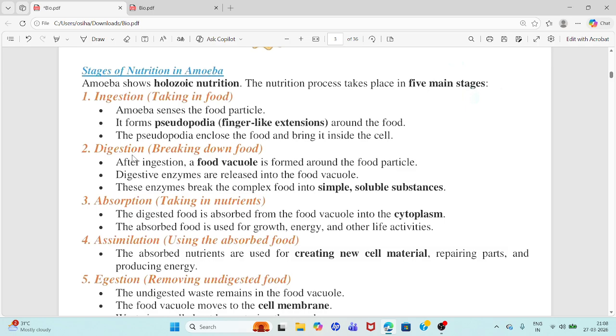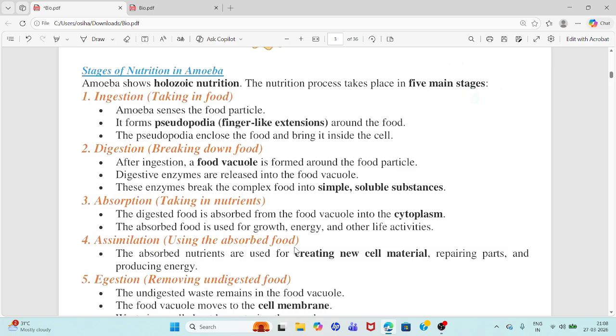Now, third stage, absorption, taking in nutrients. The digested soluble nutrients pass directly out of the food vacuole and into the cytoplasm. These nutrients are then spread throughout the entire cell. Fourth one, assimilation, using the absorbed food.